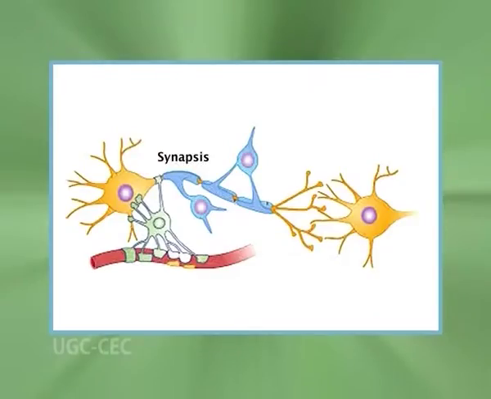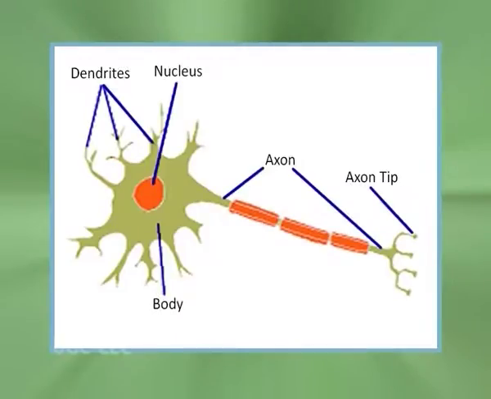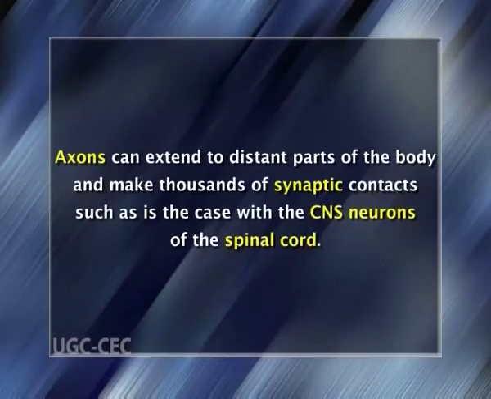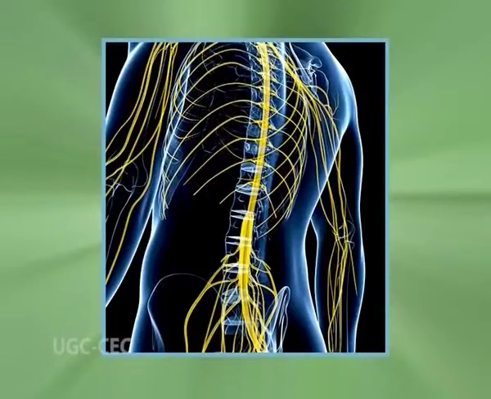These cells accomplish this role through specialized membrane-to-membrane junctions called synapses. Most neurons possess an axon, which is a long protrusion from the cell body, or soma, of the neuron to the synapse. Axons can extend to distant parts of the body and make thousands of synaptic contacts, such as is the case with the central nervous system neurons of the spinal cord. Axons frequently travel through the body in bundles called nerves.